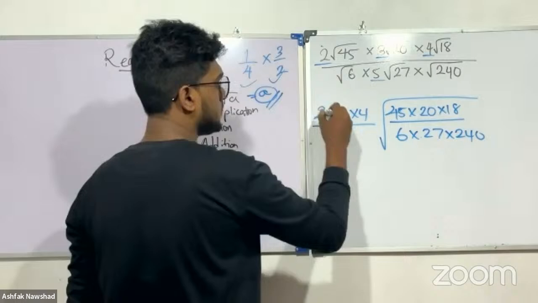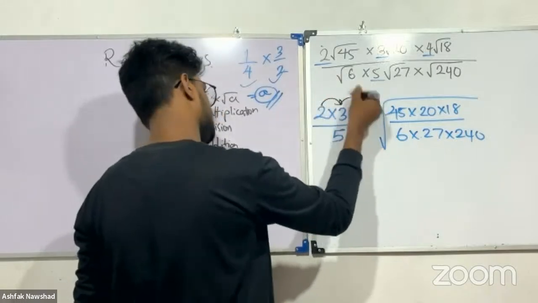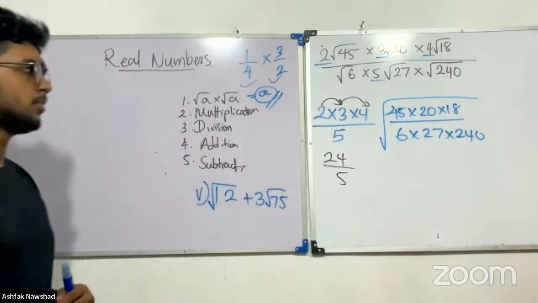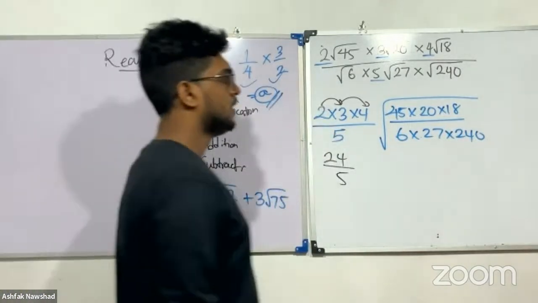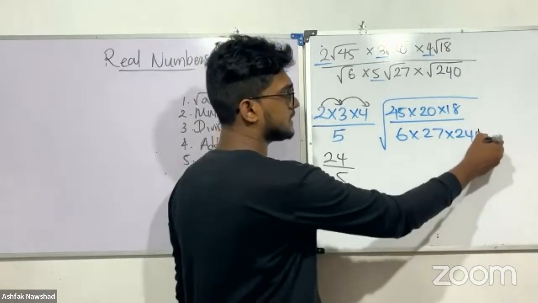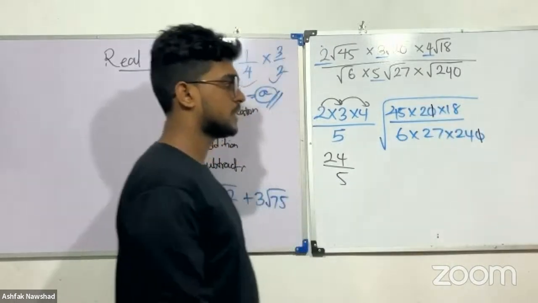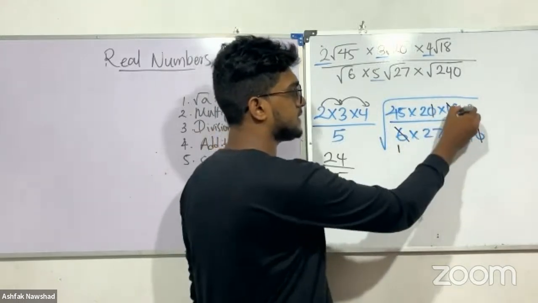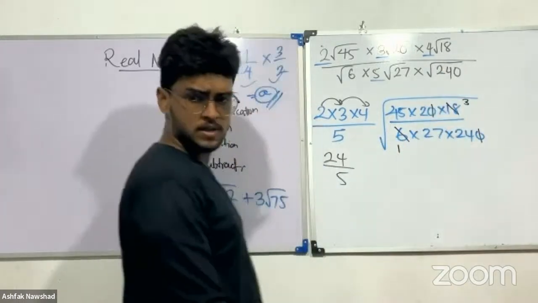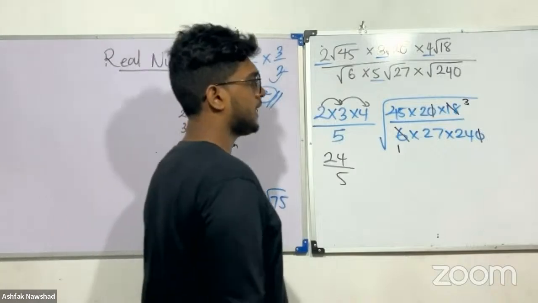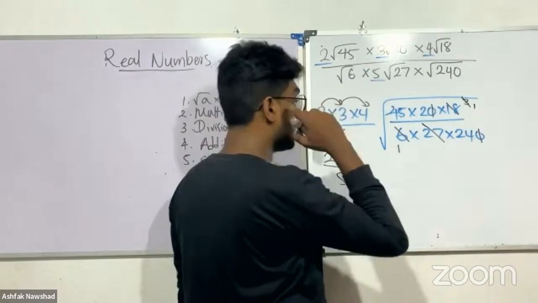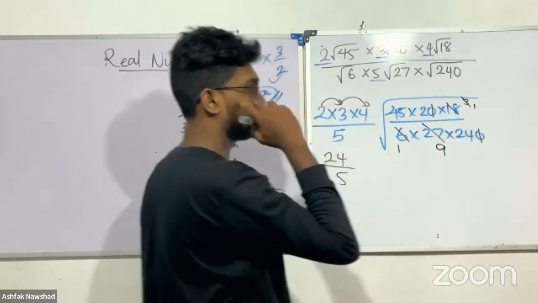There's nothing to cancel here. So I'll just multiply 2 times 3 is 6. 6 times 4 is 24 over 5. Let's see here. I can cancel these zeros. And then I can cancel 6 times 1 and 6 times 3 is 18. And then I can do 3 and 27. There's one 3 in 3. And there's 9 3's in 27.